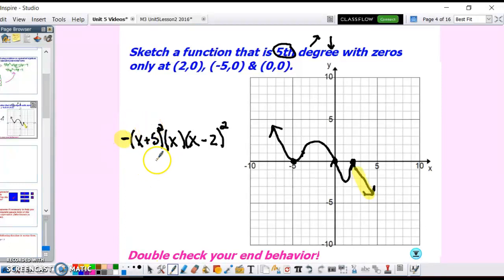Now, it never said to write an equation, but I wanted to redo this because this is kind of a tricky part of writing the equations, checking how many zeros you have and matching the degree. This negative, again, is because our final end behavior is going down to the bottom.